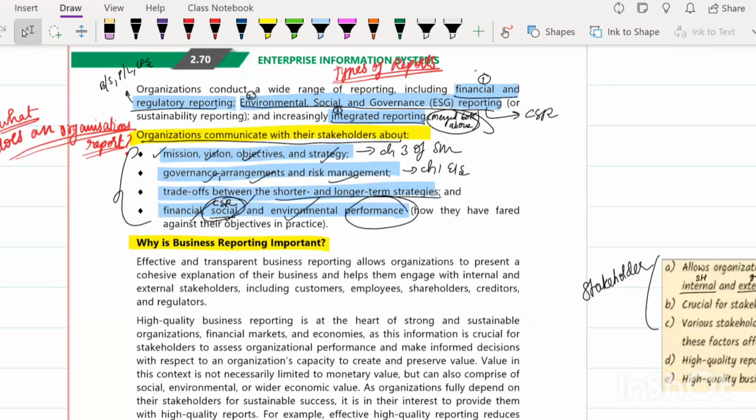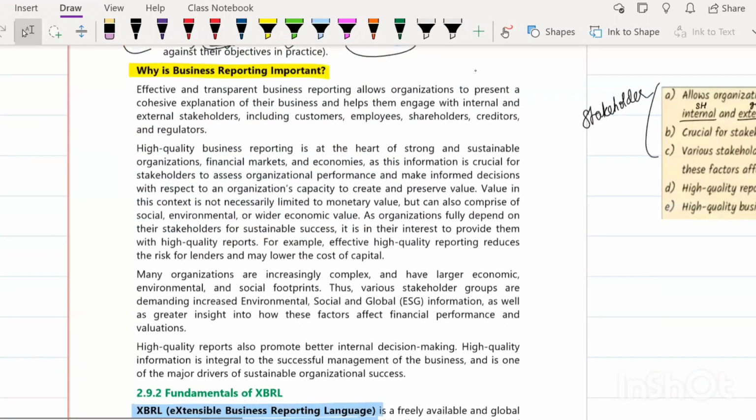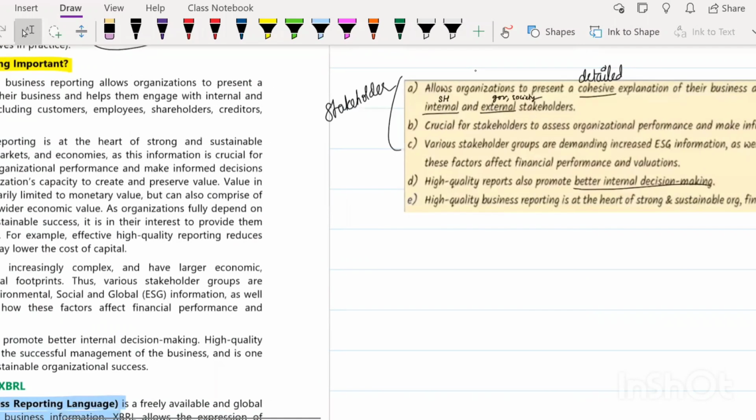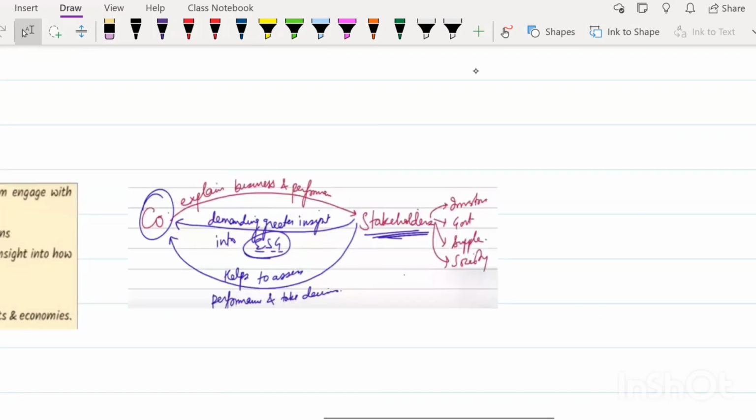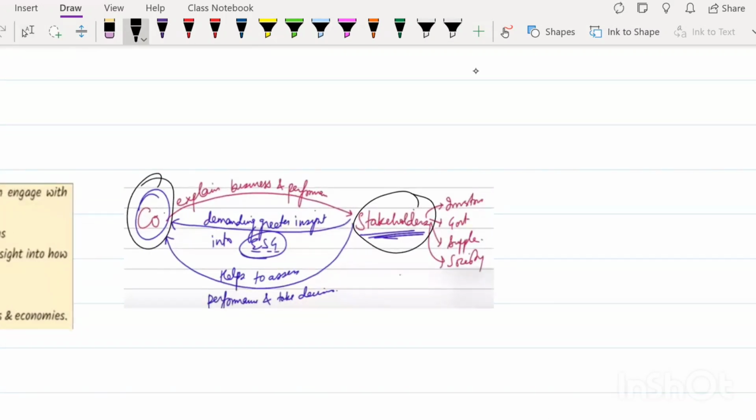An organization is going to communicate to its stakeholders using the reports that it has generated. Okay. Next, why is business reporting important? So, there is a company and there are stakeholders. The stakeholders can be of different forms. There might be internal stakeholders and there might be external stakeholders.